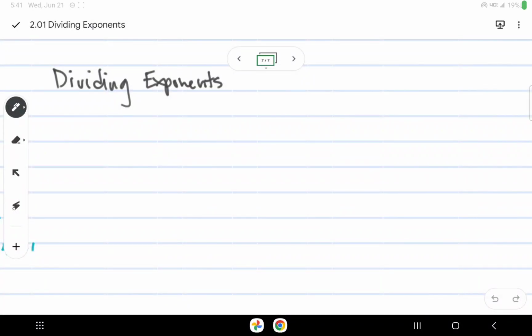Welcome back to Tutor Corner LLC, and today we will be covering how to divide exponents and also negative exponents. This is the second video so far of this section 2, which deals with exponents. Please refer to the first section, called multiplying exponents, if you would like to better understand how to multiply exponents. Okay?